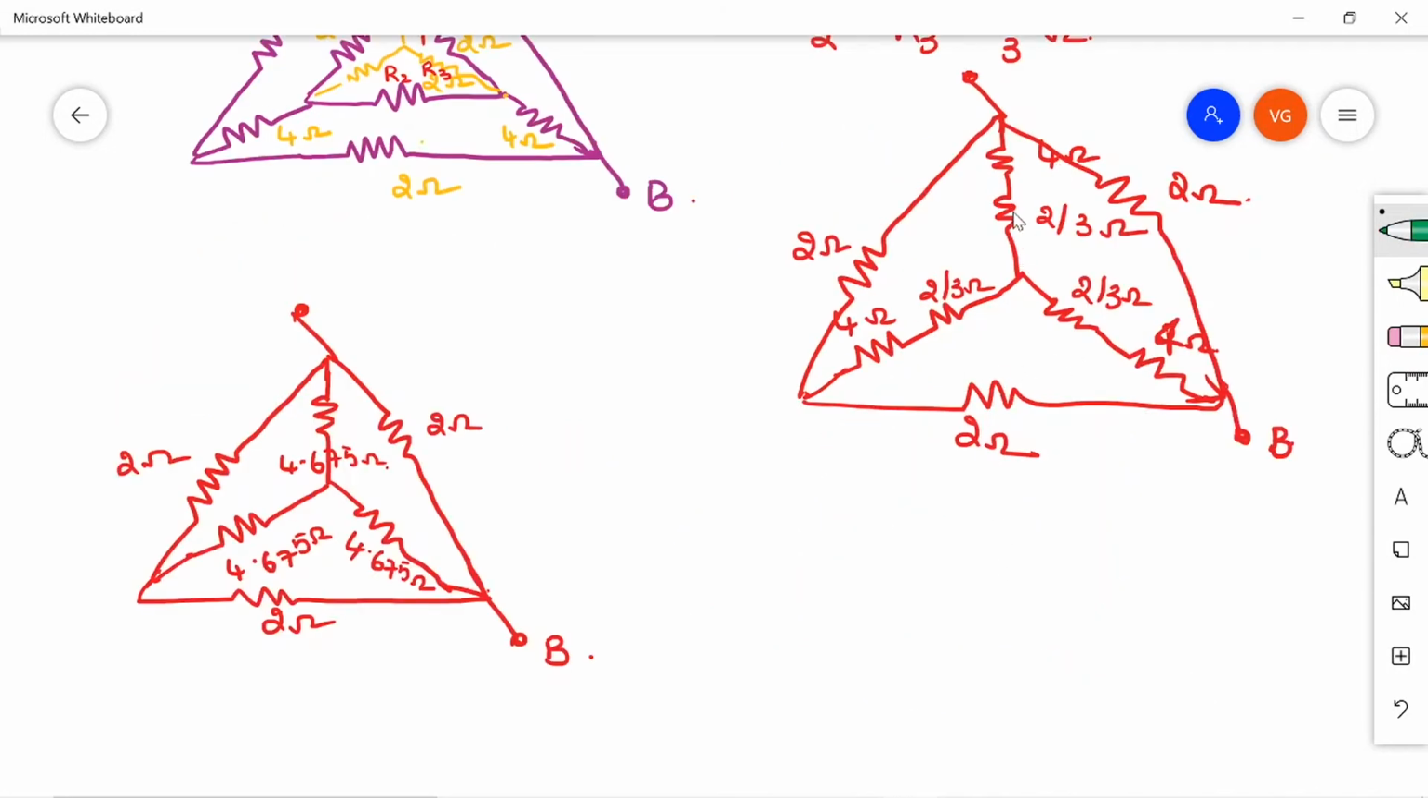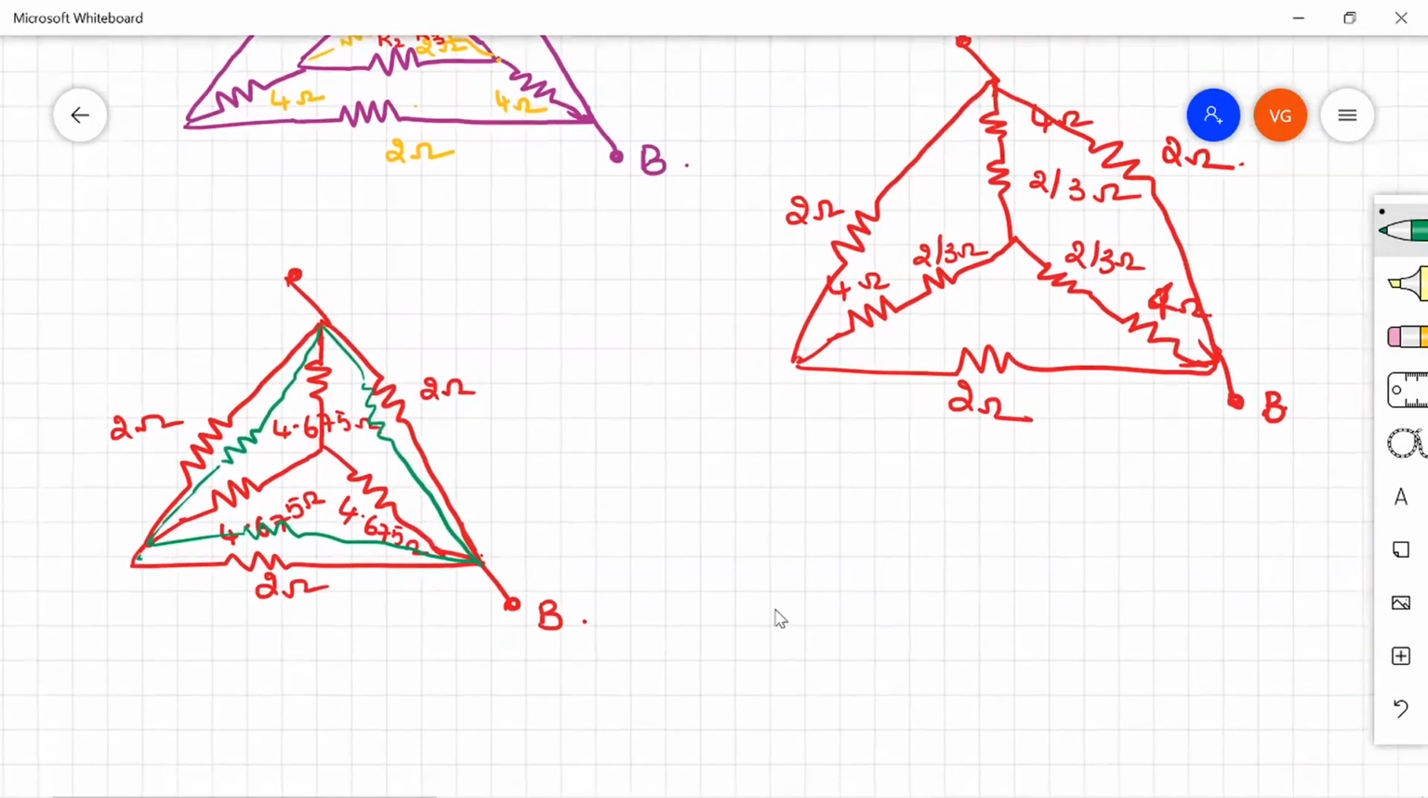Now see here, after simplifying this 4 ohm and 2 by 3 ohm, that is adding up, I'll get 4.675. So each branch here it is 4.675. So again internally I have a star. This star, you try to convert into delta. If you convert that into delta, what I get is like this, right? Then this 2 ohm and this green color, these two are in series, and again these two are parallel, these two are parallel. Then it will be very easy for us to convert, right?